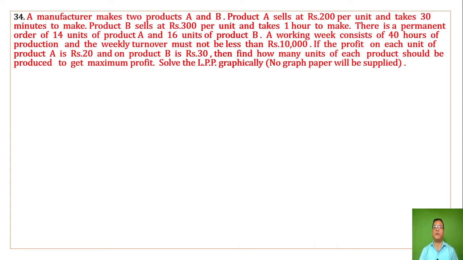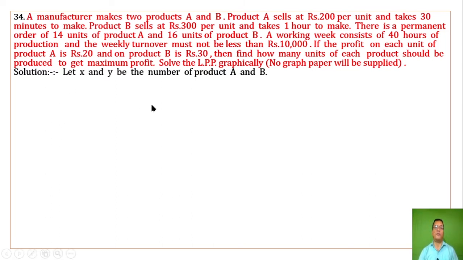If the profit on each unit of product is rupees 20, then find how many units of each product should be produced to get maximum profit.